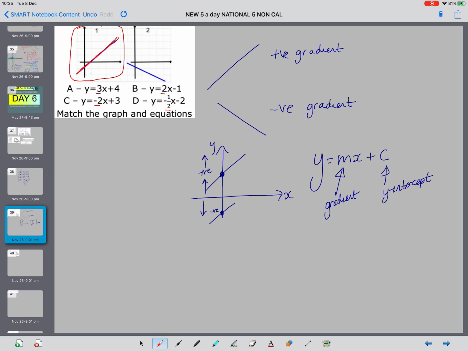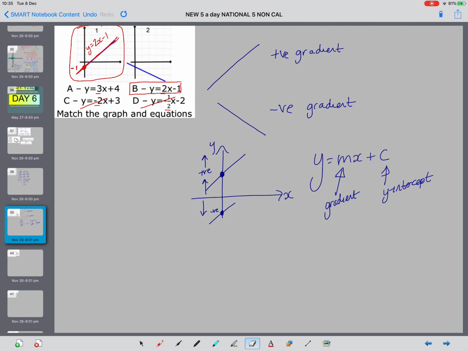Okay, so I can pretty much rule out C and I can rule out D because those gradients are negative. And then, so it's really your A or your B, and it cuts the y-axis below the x-axis here, so it must be a negative number. It actually cuts at negative 1, you can see that. So it must be this one here. Okay, so this graph must be y equals 2x take away 1.